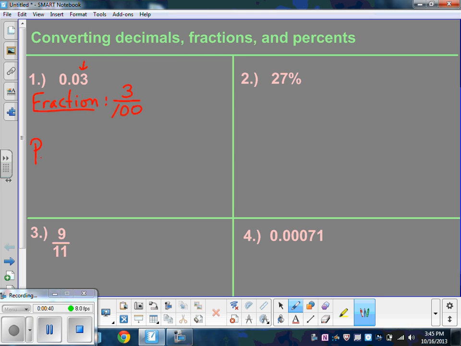Converting this to a percent is actually very easy. We start with our decimal value, and really all we're doing is multiplying it by 100. When we multiply by a power of 10, we're only moving decimal places. If we're multiplying by 100, which is 10 to the second power, we're moving 2 places, which means our percent in this case will end up being 3%.